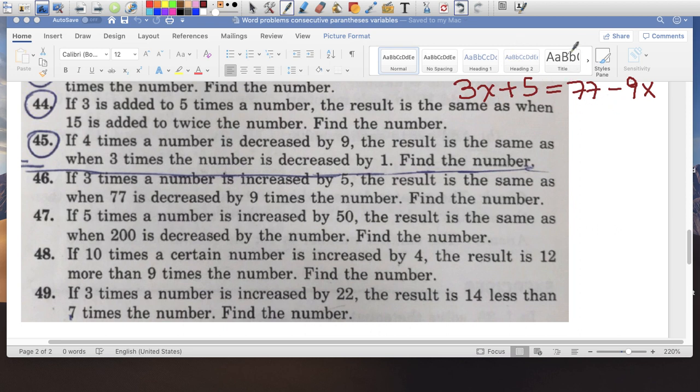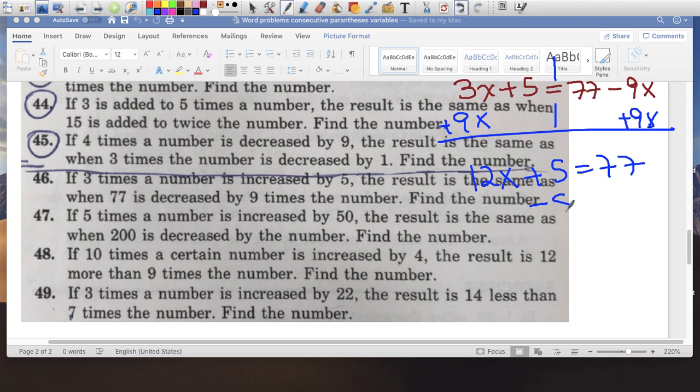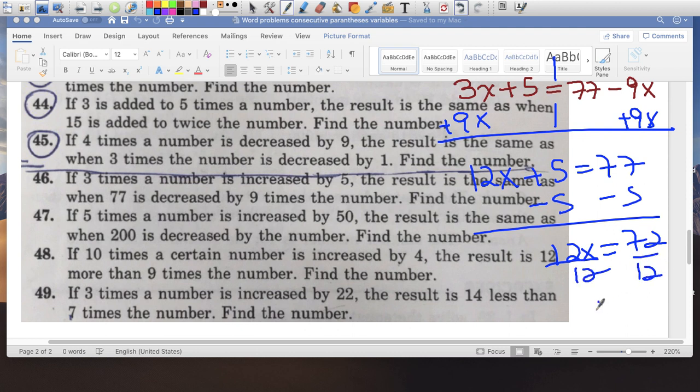All right. In this case, I'm going to get rid of the small number, and if you think about it, the small number is negative 9, right? So I am going to do plus 9x, plus 9x. If I do it that way, my coefficient becomes positive. So I get 12x plus 5 equals 77. Minus 5, minus 5, I get 12x equals 72. Divided by 12, divided by 12, and x equals 6. All right. That's not too simple.